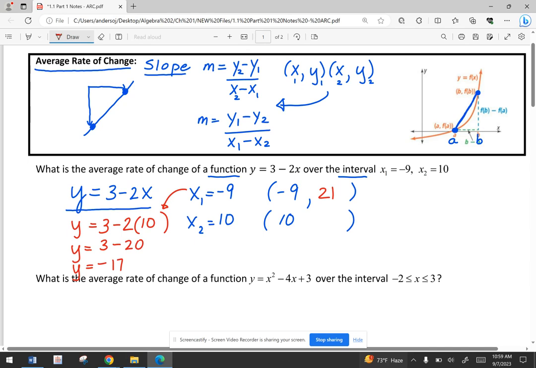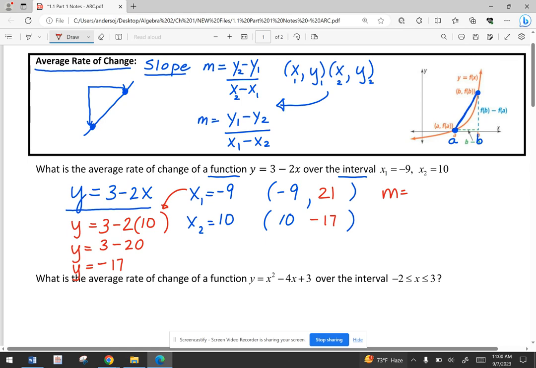I want you to take a minute here, and I want you to go ahead and plug those values into the slope formula so we can see if you know how to do that. So take a minute and let's see if you can find the slope between those 2 points.